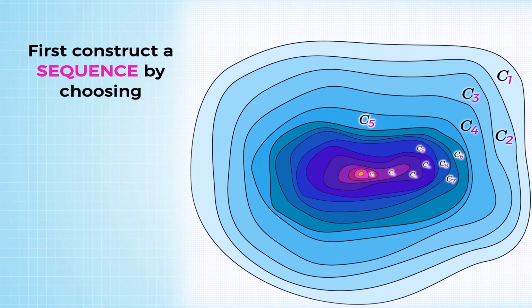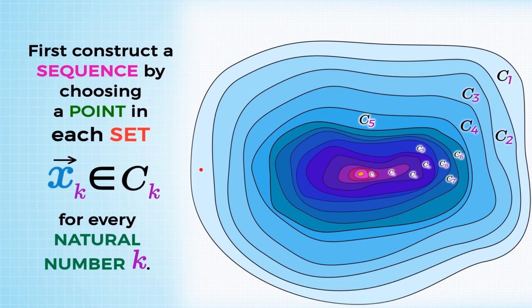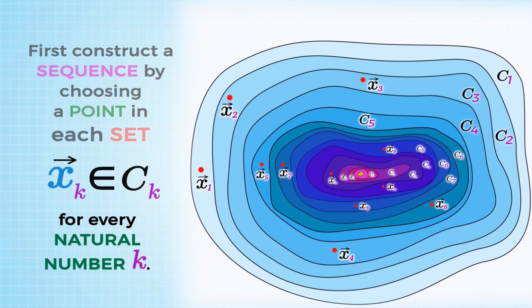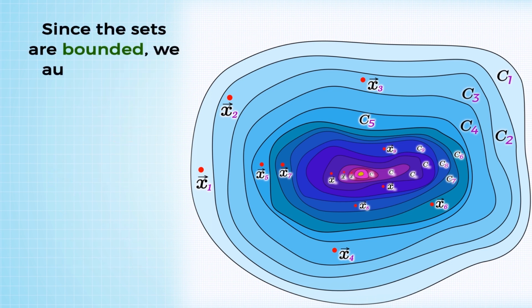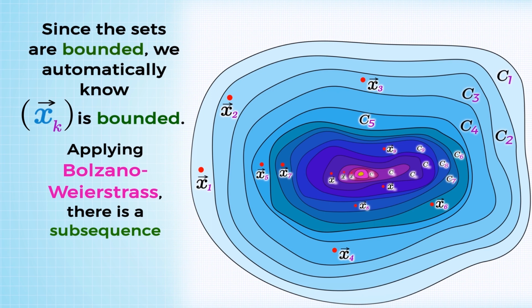First, construct a sequence by choosing a point in each set. x_k is in C_k for every natural number k. Since the sets are bounded, we automatically know that x_k is bounded. Applying the Bolzano-Weierstrass theorem, there is a subsequence x_{n_j} with limit x.